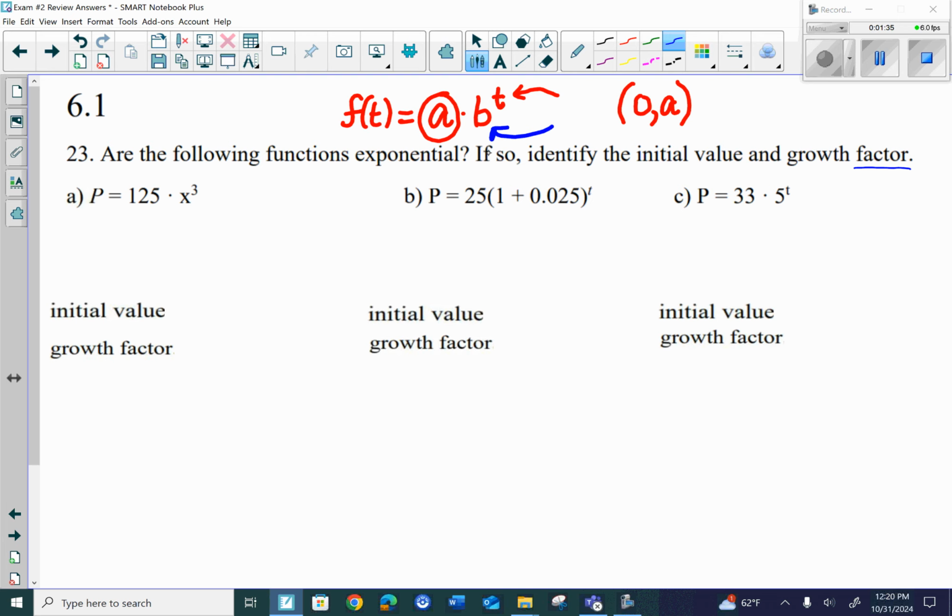So the early questions asked you to identify if functions were or were not exponential, and then to identify those parts which make a function exponential if it was. So in letter A, we see 125 times x to the third. We don't see a variable in the exponent. In fact, it is down there in the base. This is actually a power function from chapter 4. It's in the form kx to the p, if you remember our power functions. So this is absolutely not exponential.